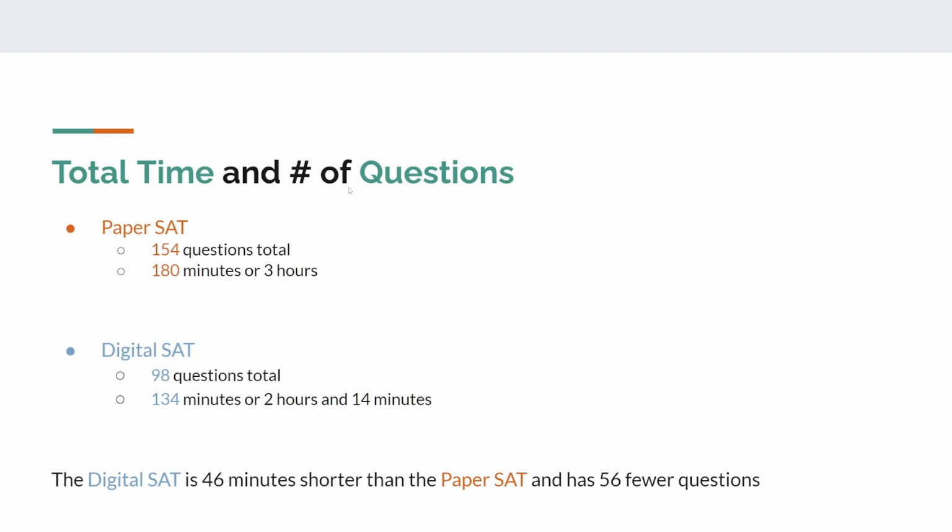So regarding the total time and the total number of questions, paper SAT has 154 questions total and is 180 minutes long, or 3 hours. Digital SAT is 98 questions total, and is 134 minutes, or 2 hours and 14 minutes long. So overall, the digital SAT is 46 minutes shorter than the paper SAT, and has 56 fewer questions.